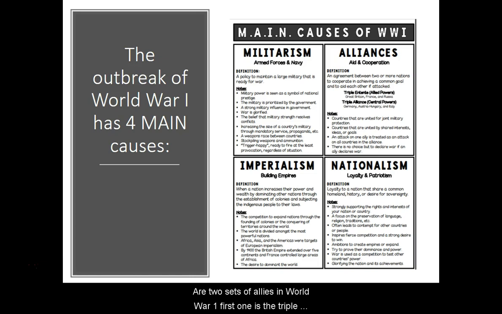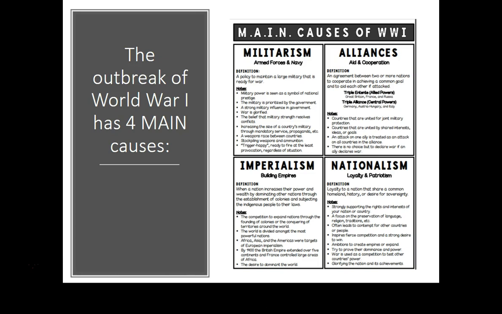The first one is the Triple Entente, also known as the Allied Powers, and they are Great Britain, France, Russia, and eventually the United States. The other side is, I guess you could say, the bad guys in the war from a U.S.-centric perspective. And they are the Triple Alliance, or the Central Powers, and that is Germany, Austria-Hungary, and Italy for a little while.